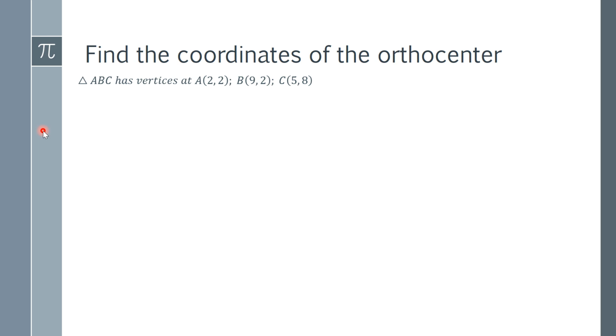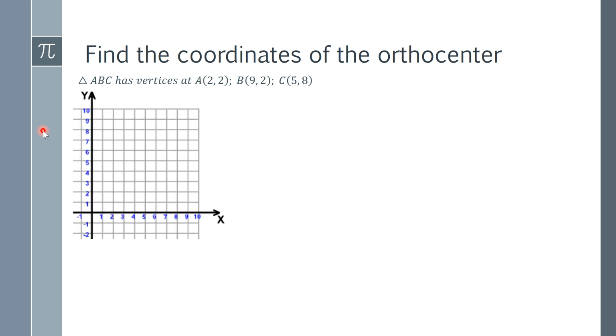So if we have triangle ABC and it has vertices at (2, 2), (9, 2), and (5, 8). So (2, 2) is A, (9, 2) is B, and (5, 8) is C. So there's our triangle. We want to find the orthocenter. So what are we going to do? Well, the orthocenter is where the altitudes intersect. So we're going to find two altitudes, where they intersect will be the orthocenter.